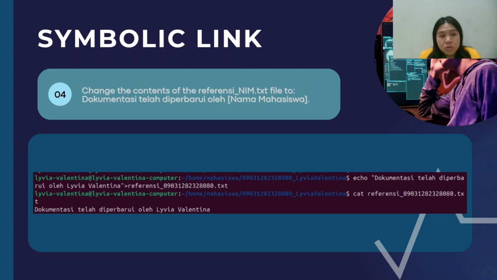And then the fourth question is change the content of the referensi_name.txt file to "dokumentasi telah diperbarui oleh nama mahasiswa". I use echo with the content of the file, and then the file name is referensi_090312832880x0.txt, and then I use cat with the file name referensi_090312832880x0.txt to display the content of the file.